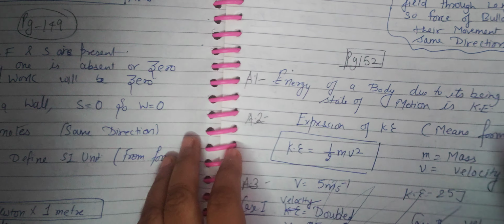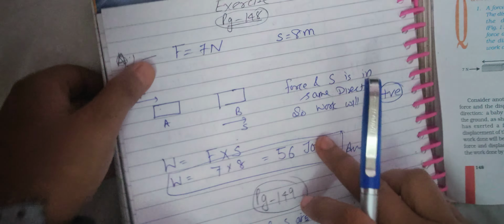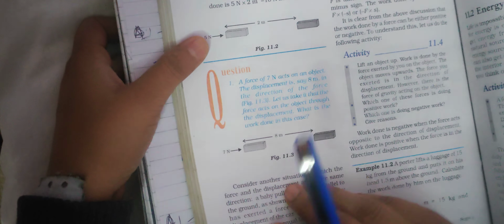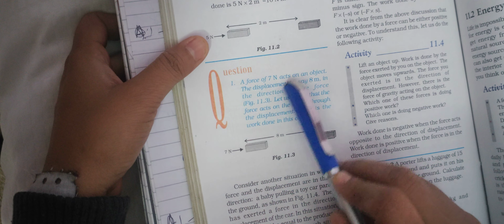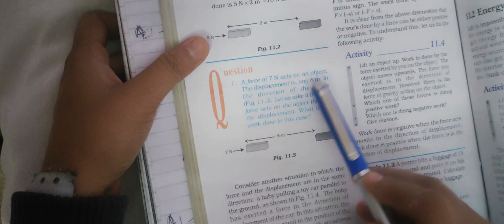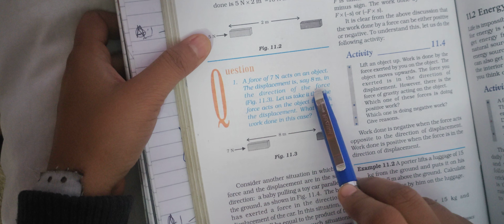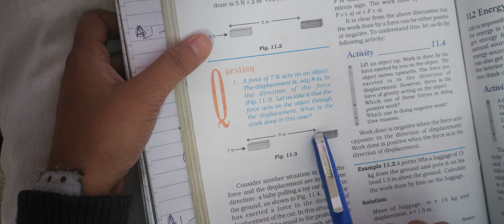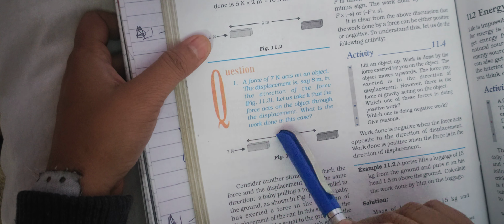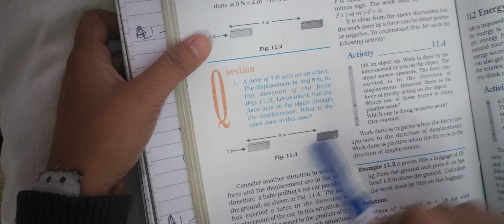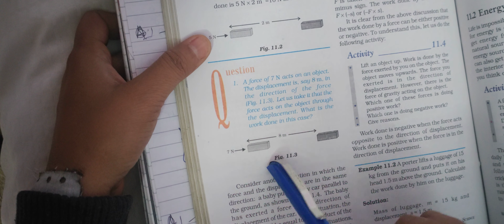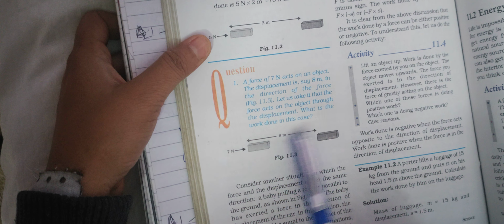Now we'll come to the exercise. We have page number 148. The question says force is given, 7 Newton. Then displacement is given, 8 meter, both in the direction of the force. So both are in the same direction. If the same direction is there, the force will be positive, so the work will be positive. Both F and S are in the same direction.